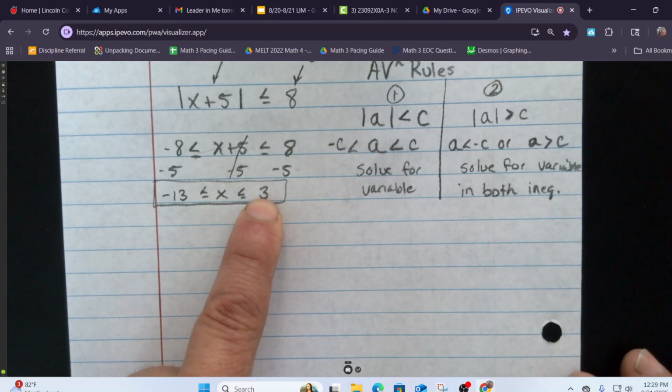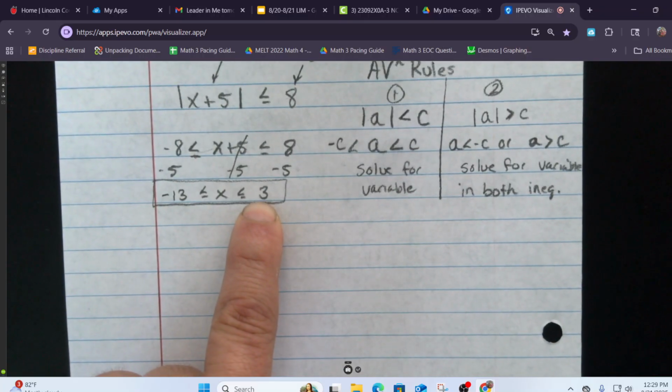If this is my answer, and I put it in Desmos to check it, what part of the absolute value graph should be in the shaded region? The V or the 2 outside legs? The V, right?